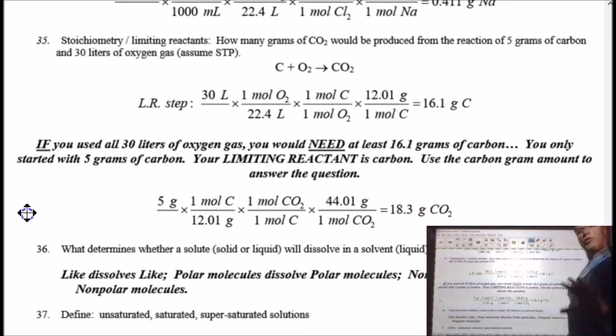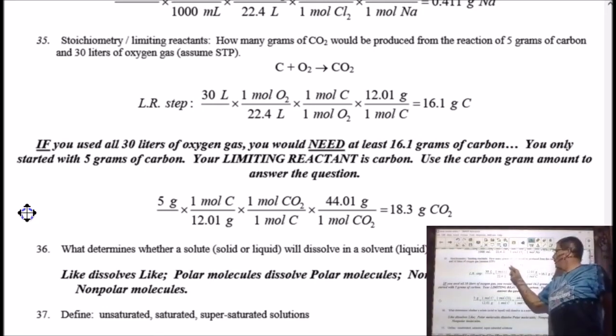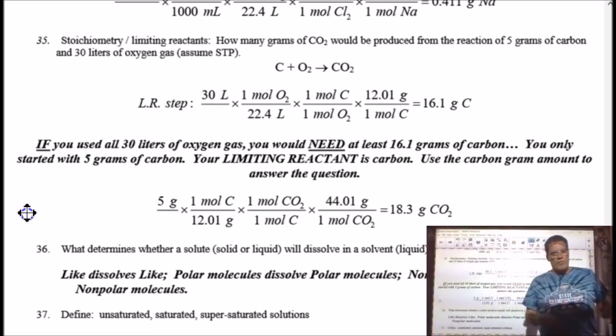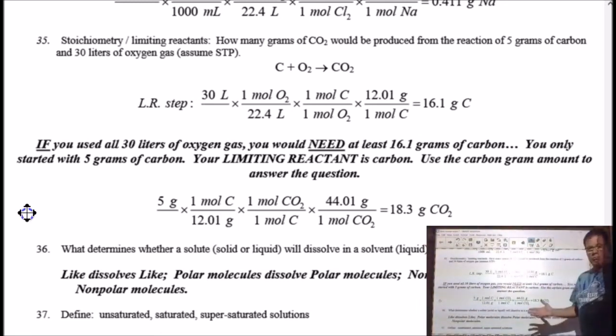Number 35. This is a stoichiometry and a limiting reactant problem. So I have carbon, oxygen. I also have 5 grams of carbon, 30 liters of oxygen. Doesn't matter which one you start with. I just so happen to pick the gas because it's easier for me to do the conversion from liters to moles that way. But again, you decide what you want to do there.